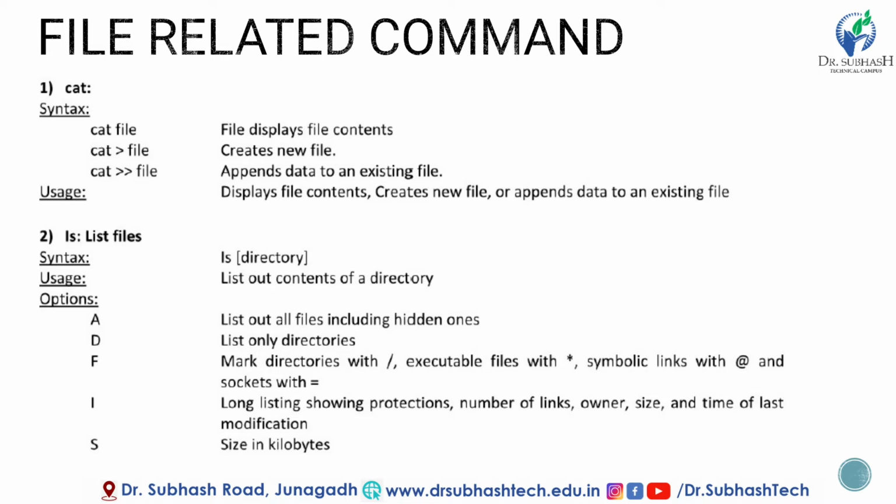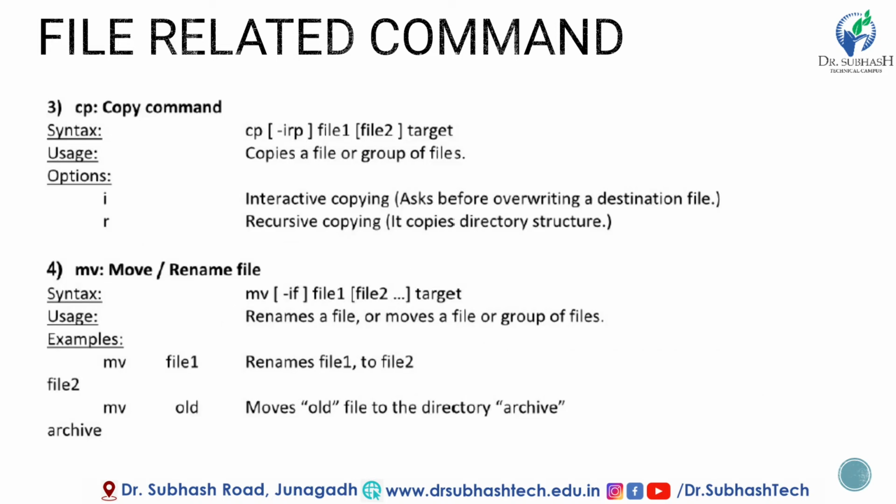L is a long listing showing protection, number of links, owner, file size, and time of last modification. S is for size in kilobytes. So the ls command is very useful because it does many things, like listing out contents of a directory, files, hidden files. Then if we need the number of links, owner, size, then we can use L. Okay, so this is the second one, list files.